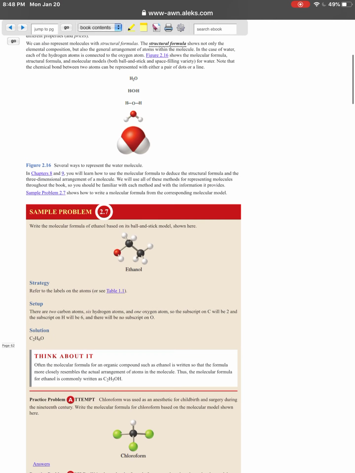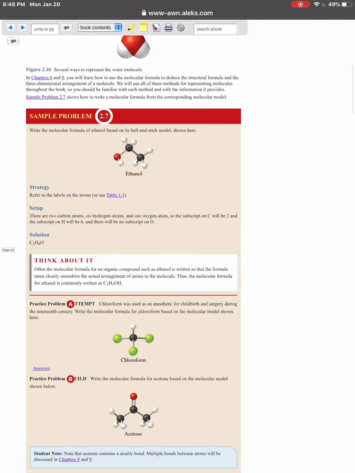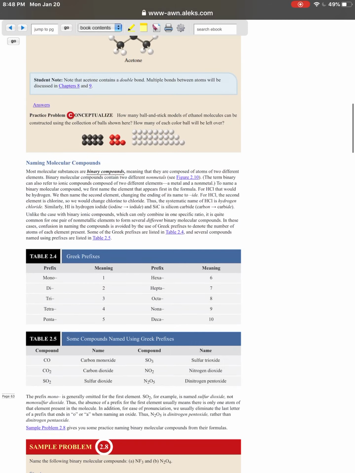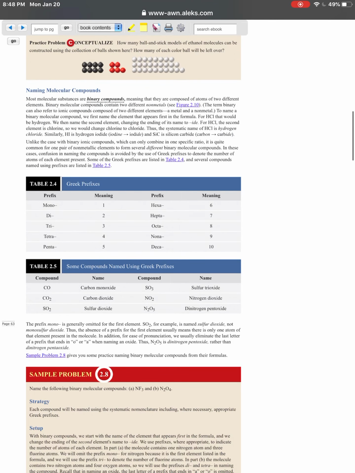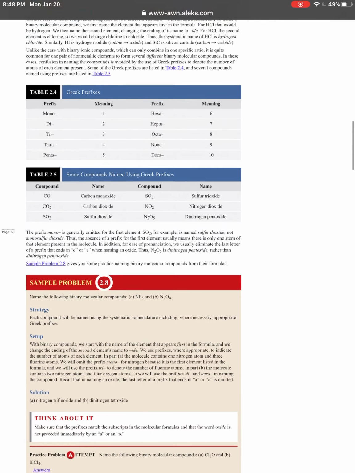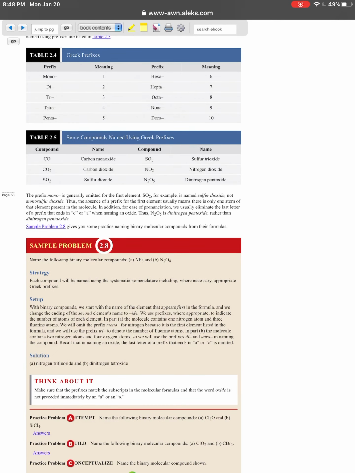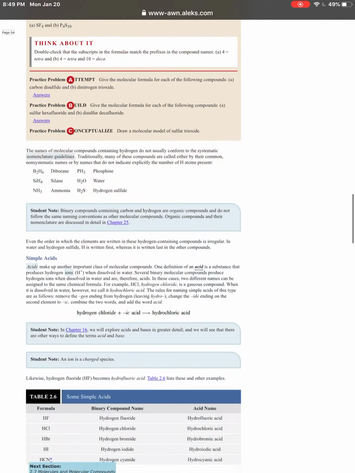So read through here again. This is going to talk to you about how to name certain types of compounds. In particular, pay attention to table 2.4. Pay attention to table 2.5. That's the information you need to be able to name these compounds. It's actually much easier to do molecular compound naming in this section than it was in the ionic compound section in the previous section. So do the sample problems here.